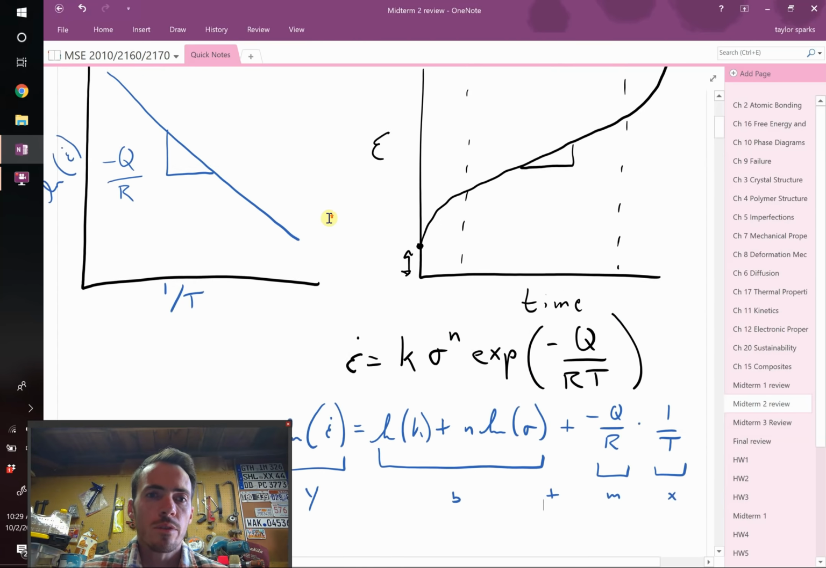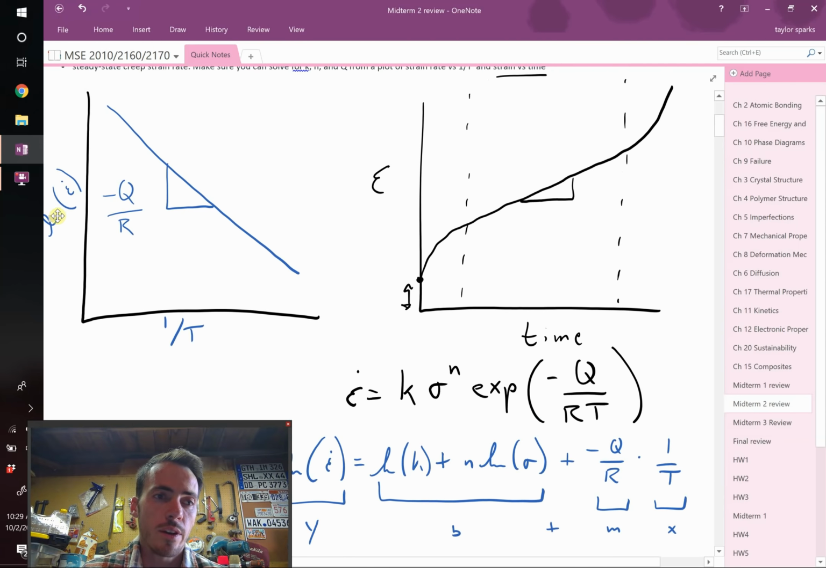So it's important to know that if I gave you a plot like this, where it's either natural log of the strain rate, or if I plotted the actual strain rate on a log axis, you could use that plot to determine the activation energy from the slope. You could get Q by taking the slope.